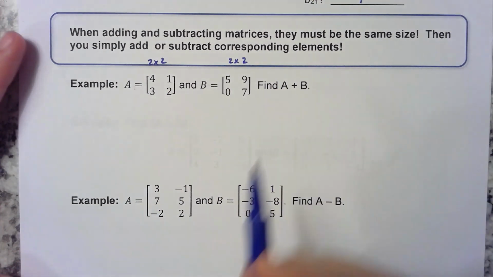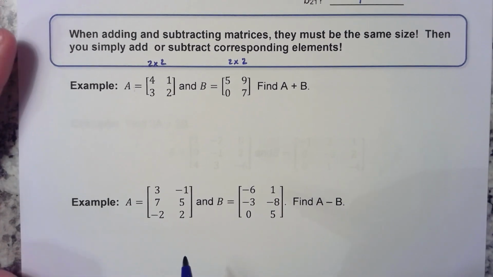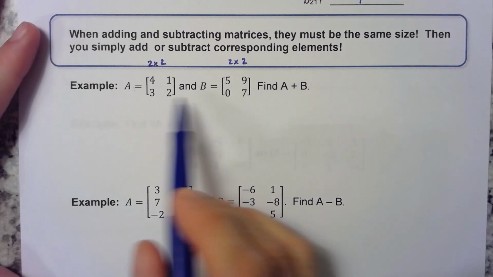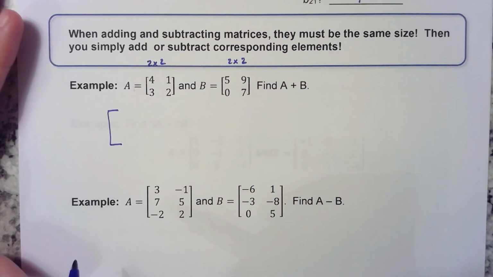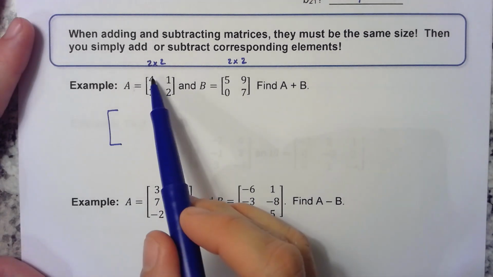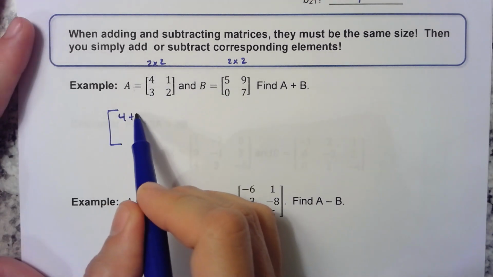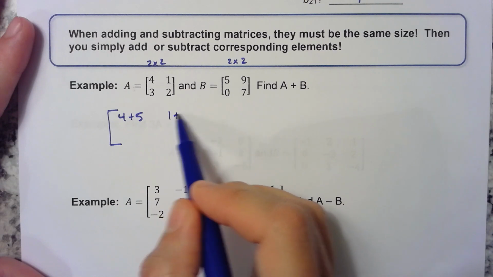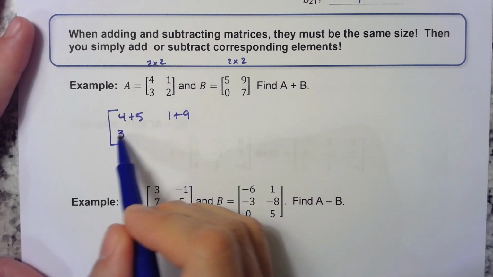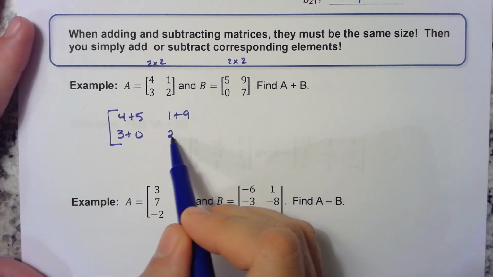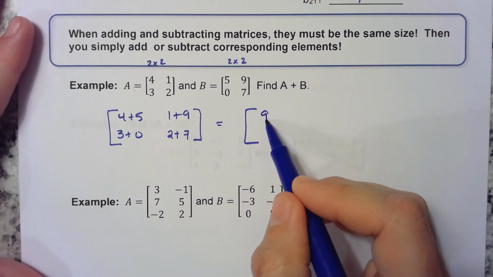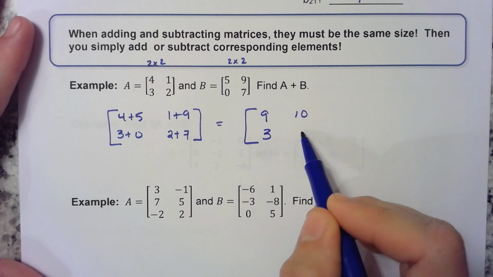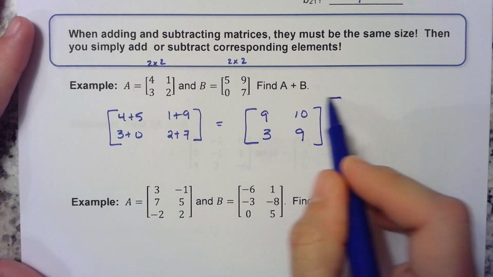Alright, so we add corresponding elements. I'm going to write out this step. If you don't, I'm totally okay with that though. That's 4 plus 5, 1 plus 9, 3 plus 0, and 2 plus 7. That gives us the matrix 9, 10, 3, 9. We have now found matrix A plus matrix B.